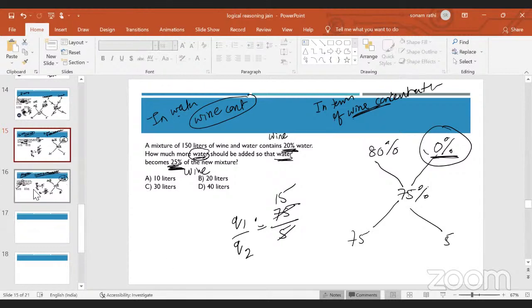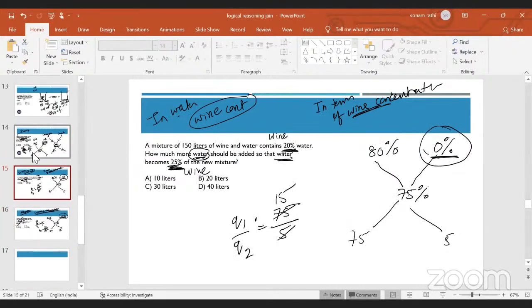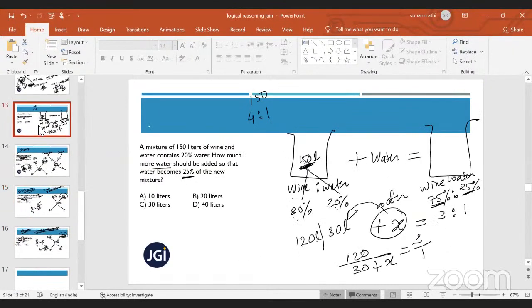But I will suggest, if you are finding difficulty in doing ratio, if you are finding difficulty with doing alligation, you can do it with this normal method. Correct?